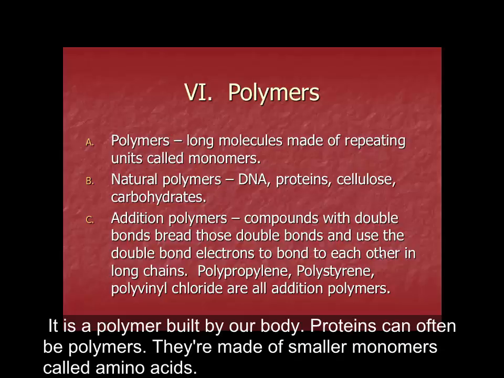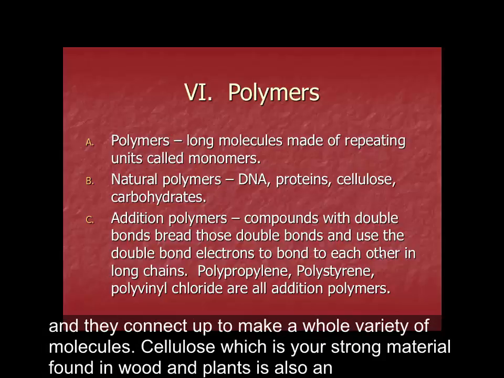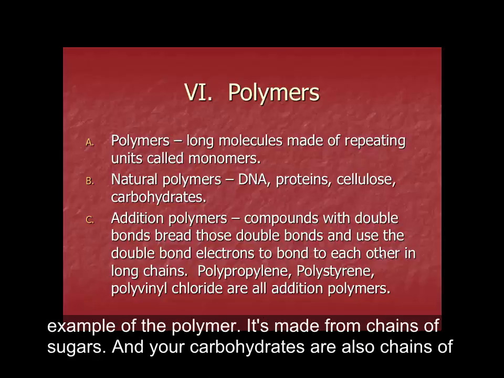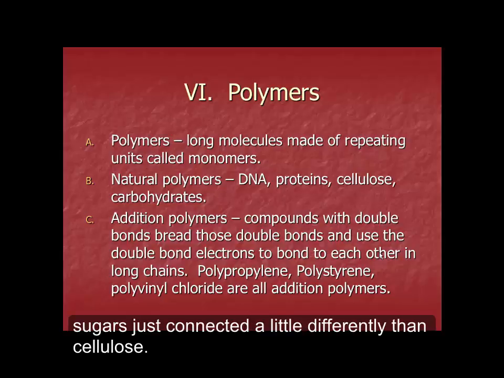Proteins can often be polymers. They're made of smaller monomers called amino acids, and they connect up to make a whole variety of molecules. Cellulose, which is your strong material found in wood and plants, is also an example of a polymer. It's made from chains of sugars, and your carbohydrates are also chains of sugars, just connected a little differently than cellulose.